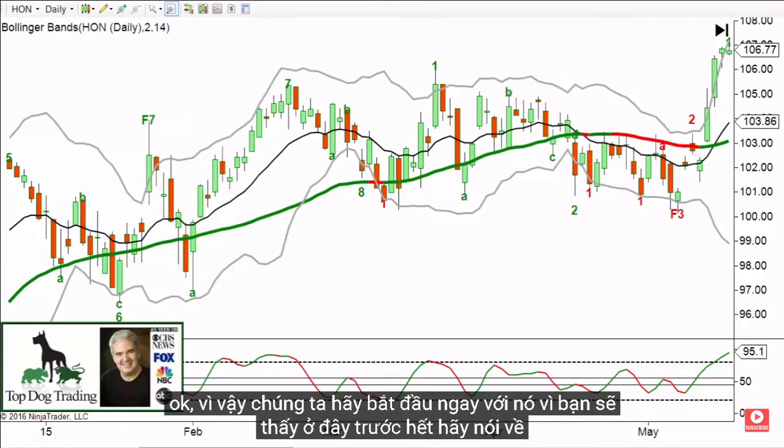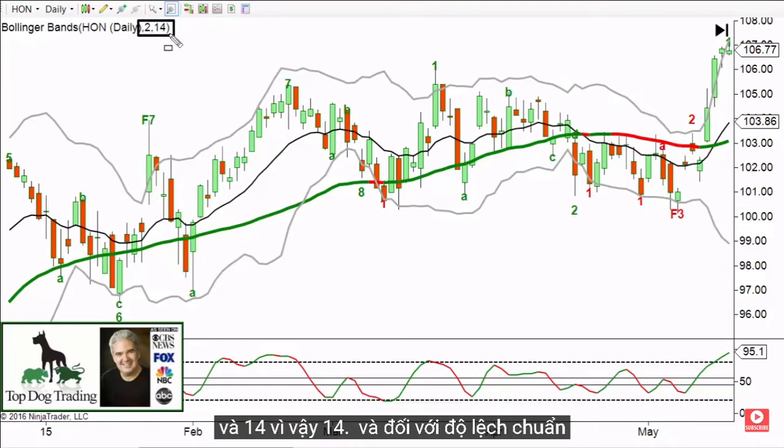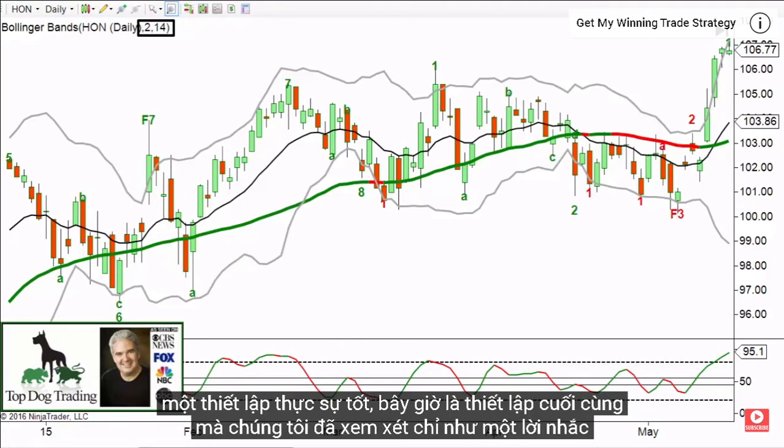As you'll see here, first of all, let's talk about what the settings are. So we're using Bollinger Bands with a setting of 2 and 14. So 14 period and 2 standard deviation. That's what I personally use. You can try with other settings as well. And this is a really good setup.